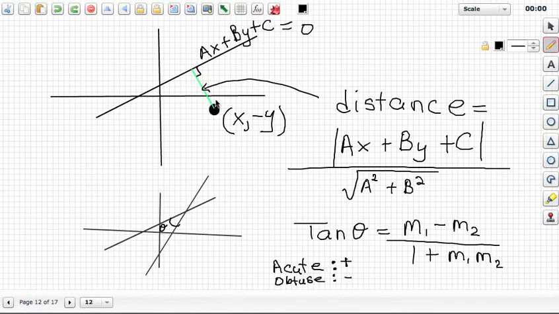And the distance between a point and a straight line is given by this formula: the absolute value of ax plus by plus c, divided by the square root of a squared plus b squared. And the angle between 2 lines is given by tan theta equals the slope of one minus the slope of the other, divided by 1 plus the 2 slopes multiplied. You can see that if you switch the slopes, you will end up with a negative answer. So that's where we get that the positive value will give you acute and the negative value will give you obtuse.